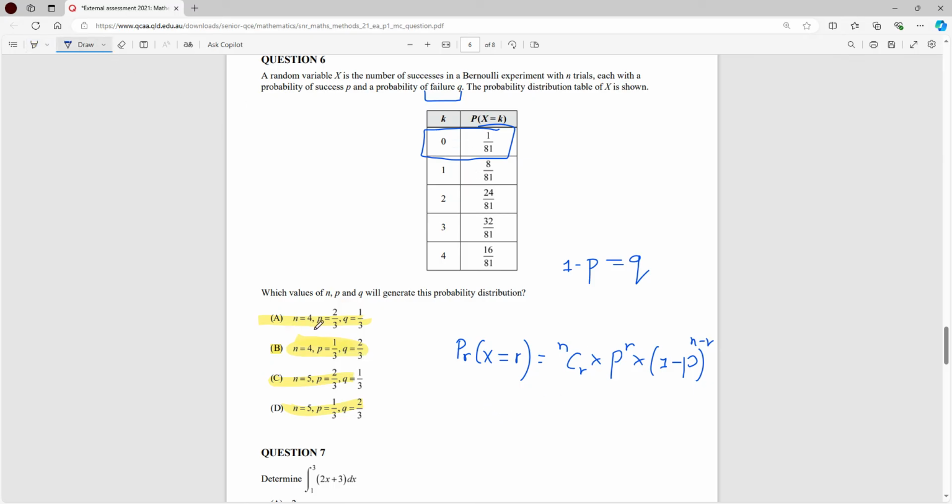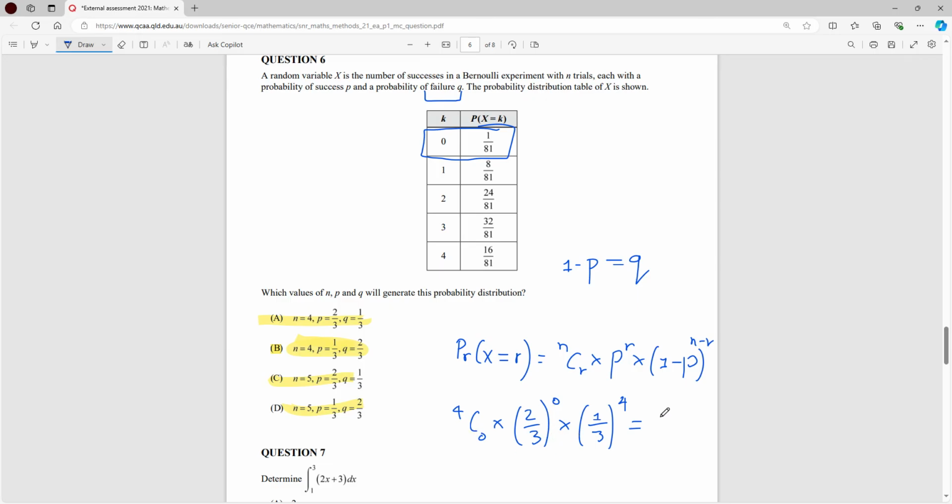So here we'll use the first one. So we'll go 4 choose, and what they've said for R, let's go, oh yeah, it's 0, so 0 times 2 over 3 to the power of 0 times 1/3 to the power of 4. Okay, so here, this 4 choose 0 is just going to be 1. That's just going to be 1.